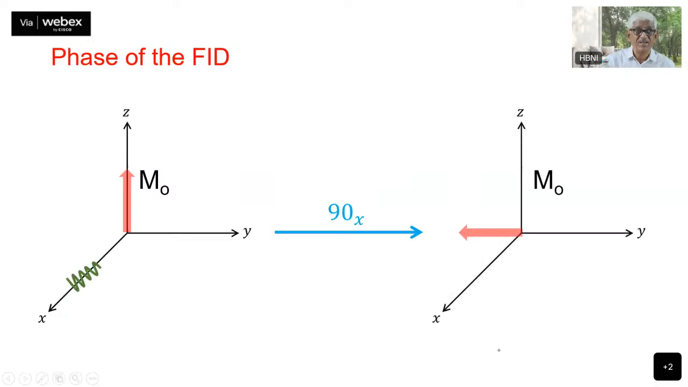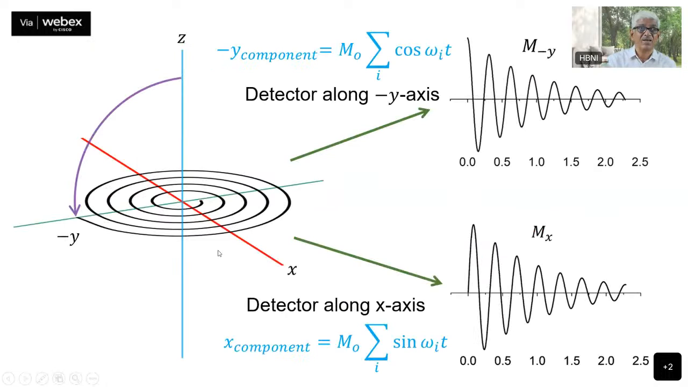Phase of the FID. You have the phase of the FID, the magnetization is here. You apply the X pulse, and the magnetization goes here, minus Y. Now once the magnetization is here, if you put the detector along the Y-axis, so the magnetization has been rotated onto this axis, you get the FID which looks like this. It's maximum here. And if you keep the detector along the X-axis, then your FID will look like this, because it is 90 degrees out of phase with respect to this. Therefore, at this point, the signal is zero.